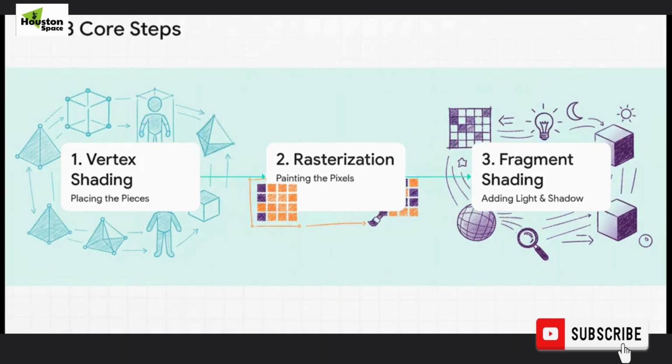And really, this whole incredible process boils down to three main stages. This is the secret sauce behind almost every game you've ever played. First up, we have to place all the pieces. Then, we paint in the pixels. And finally, we add all the realistic light and shadow that makes it pop.